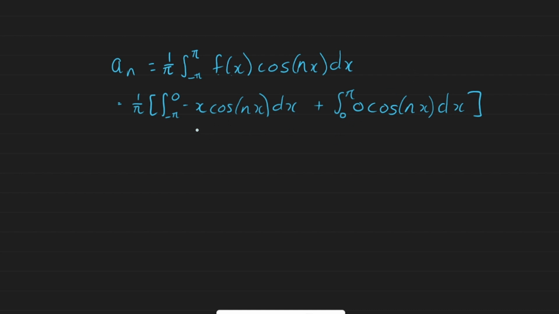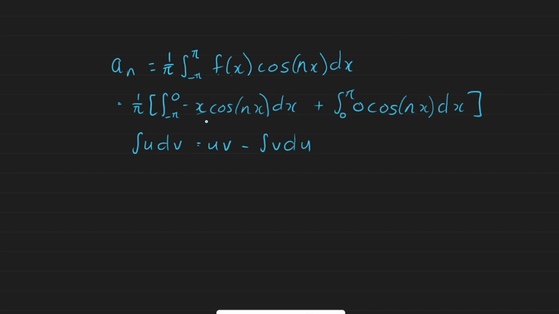So we need to evaluate x cos nx. So we have two functions that are being multiplied, so we have to use integration by parts. So let's just remember what that is. How we would do it is we would say it's the product of two functions u and dv, and that's equal to uv minus the integral of v du.